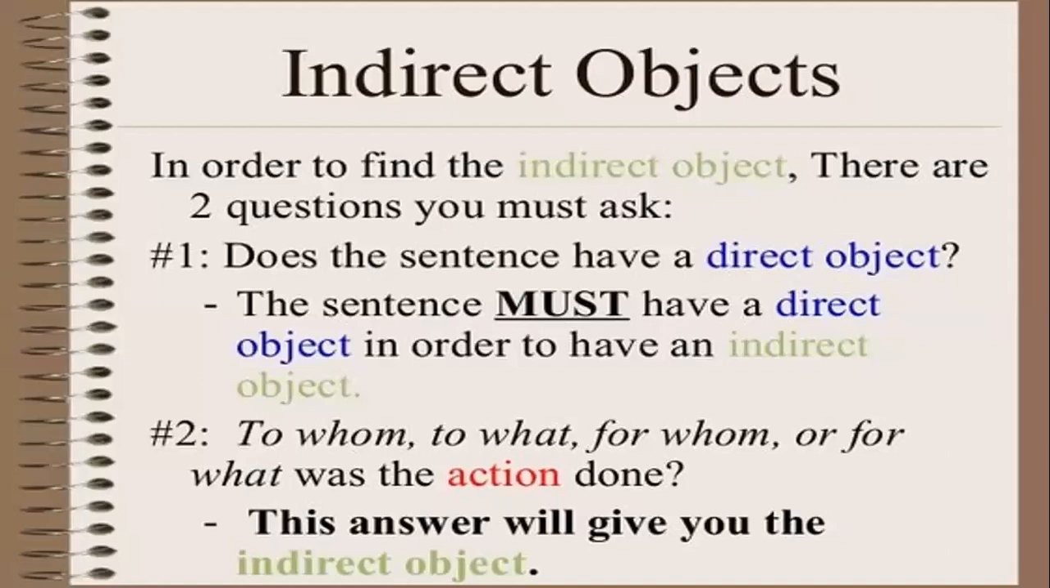Indirect objects. In order to find an indirect object, you must ask two questions. Does the sentence have a direct object? The sentence must have a direct object in order to have an indirect object. So the number one question that we ask is to whom, to what, for whom, or for what was the action done? And the answer to this will give us our indirect object.